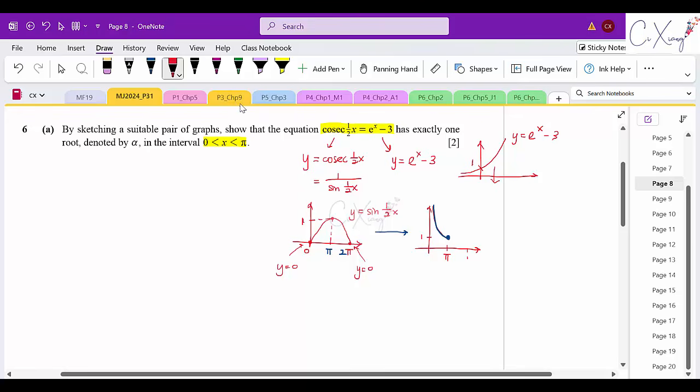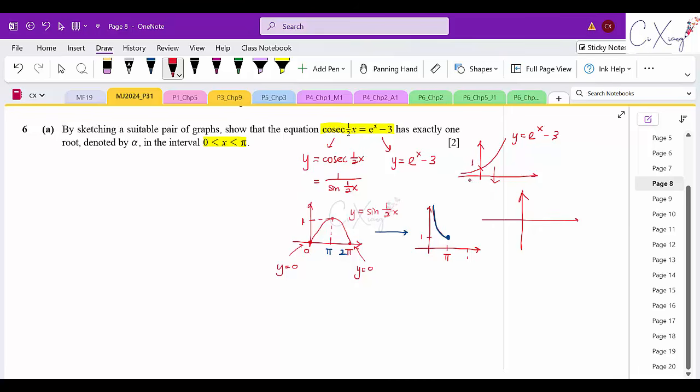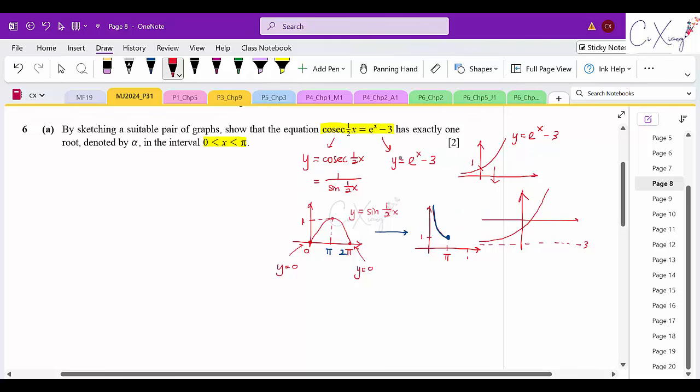If I sketch the graph for 3 units down, eventually my graph will look something like this, where the original asymptote, the x-axis, you move it down and it becomes negative 3. So now negative 3 will be the asymptote. So when you want to draw the graph, basically it will look something like this. The original y-intercept is 1, you minus 3. So 1 minus 3, you get negative 2. It means that after moving the graph 3 units downwards, you have negative 2 here as the y-intercept.